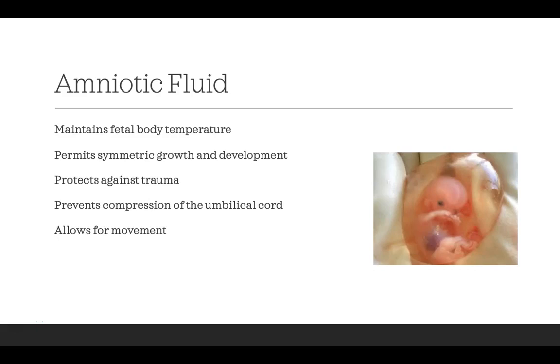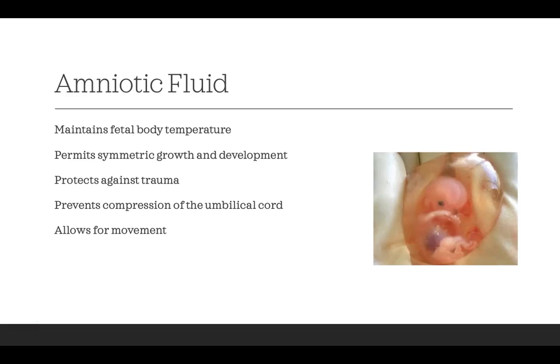So the picture here is of a 10-week-old fetus surrounded by its amniotic fluid. The amniotic fluid is contained in the amniotic sac, which, remember when I pointed out the amnion, when we looked at those layers of the embryo, the embryonic tissue layers, the amnion creates the amniotic sac. The amniotic fluid serves many purposes for the growing fetus. It helps to maintain fetal body temperature.